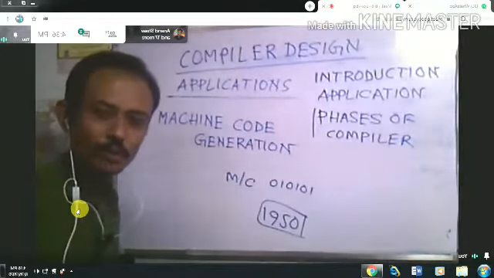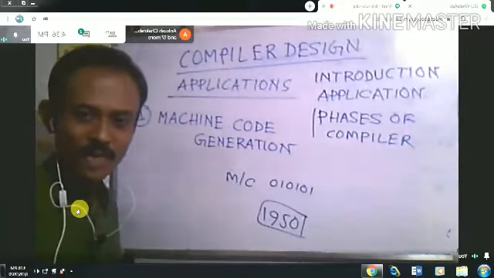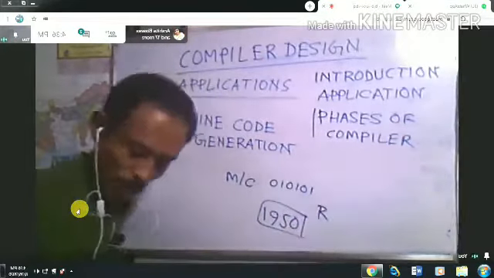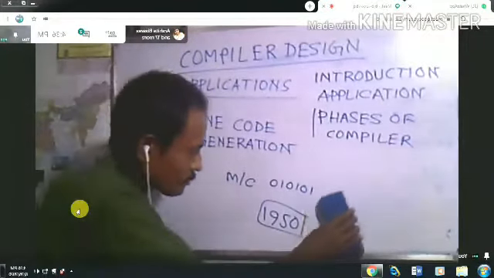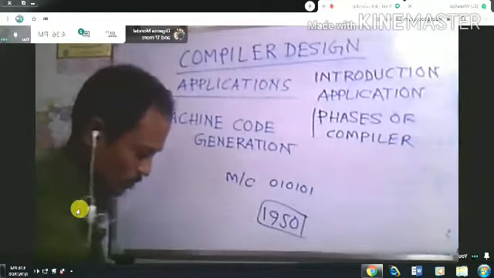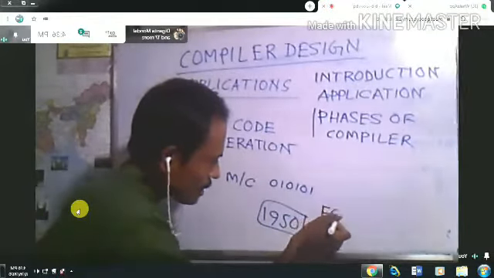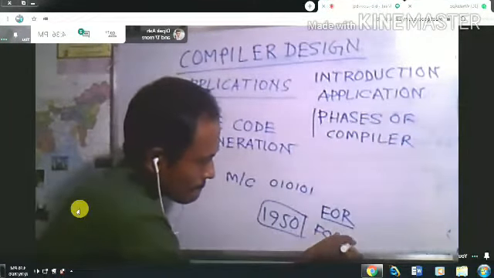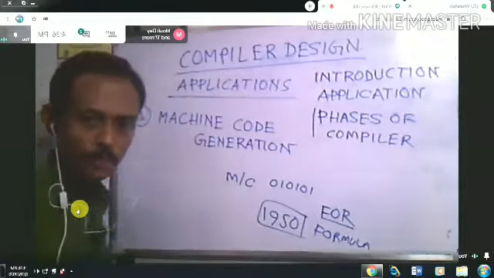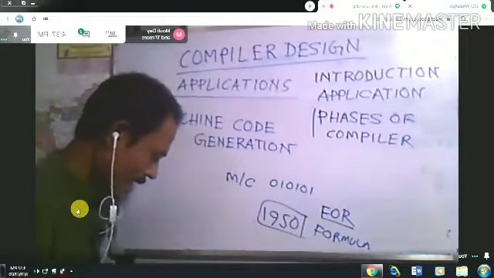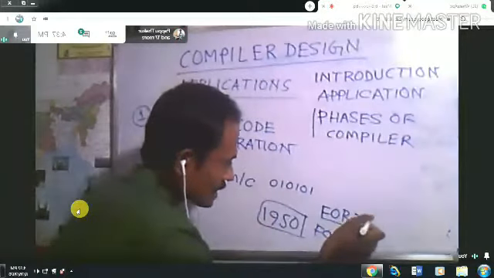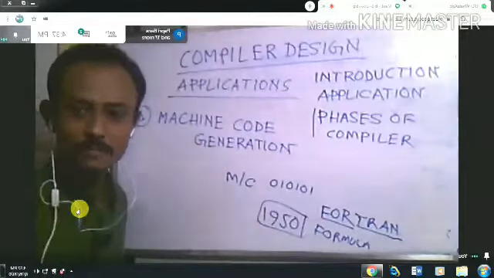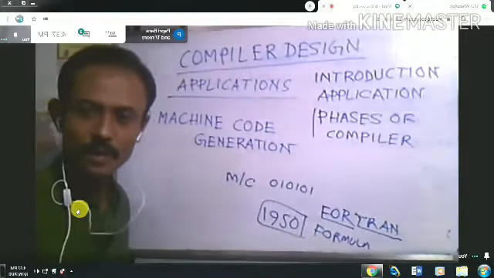No. The first compiler is Fortran. You have heard of the language Fortran? Fortran stands for formula translator. The full form of Fortran is formula translator. What is the spelling of Fortran? FOR comes from formula, and TRAN comes from translator. So this is Fortran, F-O-R-T-R-A-N. Fortran is a programming language.